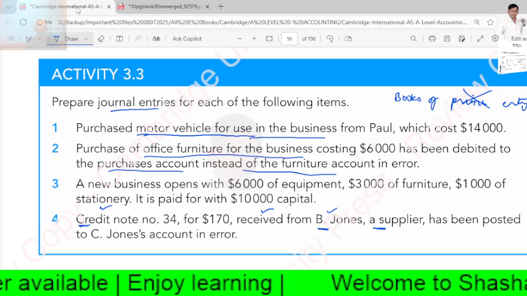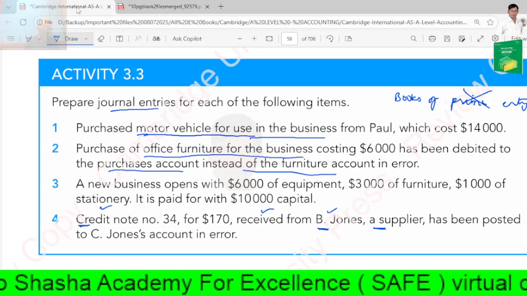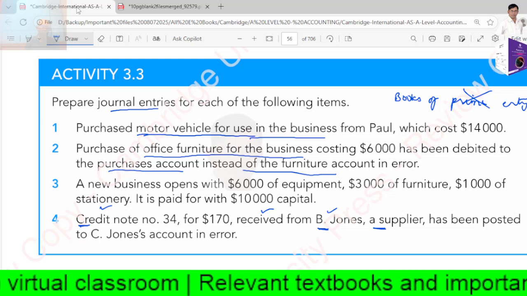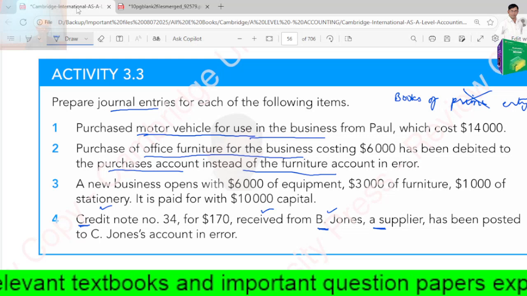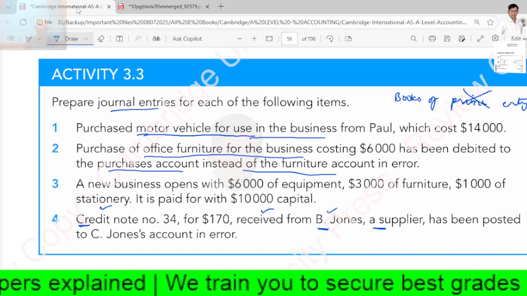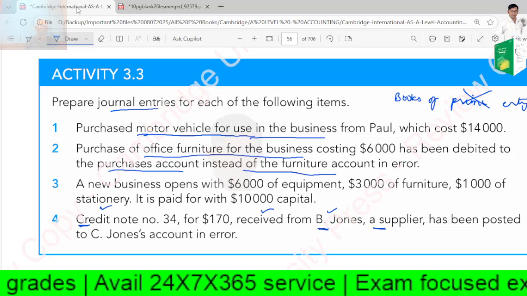This is activity 3.4. This is the end. It looks very simple, but understanding should be very clear, very important. Similar questions can come in the examination. So be careful, try to understand. You need to take a lot of time to understand the concepts. Then only your concept will be clear, and then only you can score better marks.